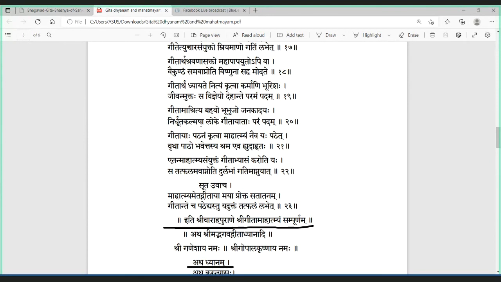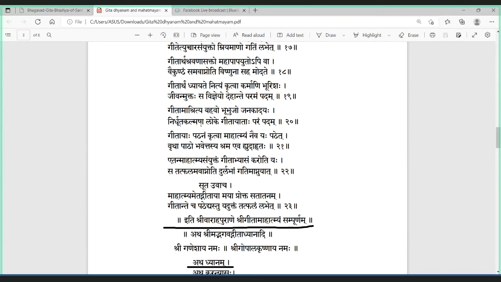Then, Etan Mahatmya Sanyuktam Gita Bhyasam Karoti Yaha Satat, Phalamavapnoti Durlabham Gatim Apnuyat. On the other hand, the one who does the Gita study along with the Gita Mahatmyam gets that phalam which is indeed dullabham, which is very, very rare.